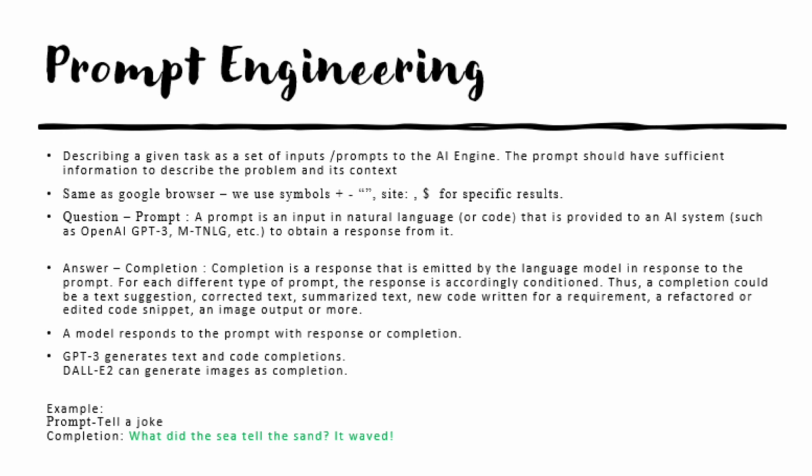Or any edited code, or images you can get from some particular AIs. So these are what we call the completion. We are getting an answer to a question, but who is responding here? The model is responding to the prompt with the response, or completion. So you are giving a prompt and the model is giving you the response.